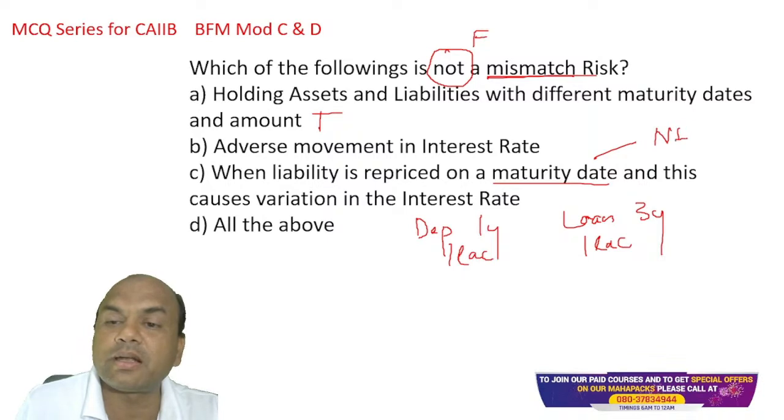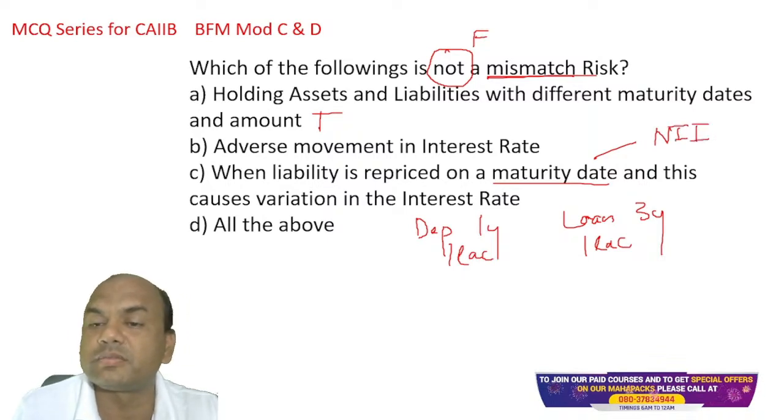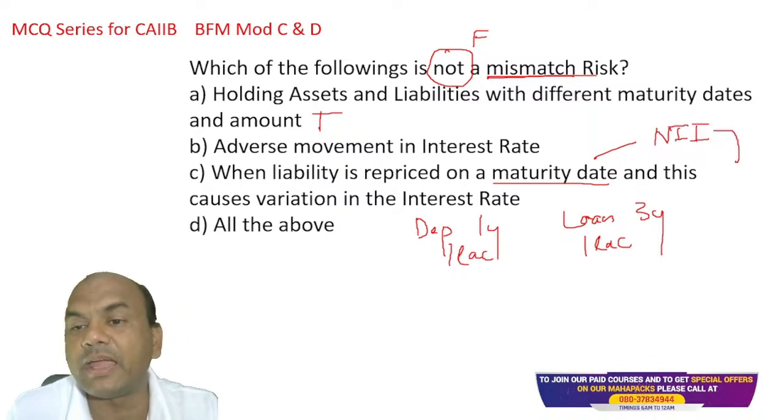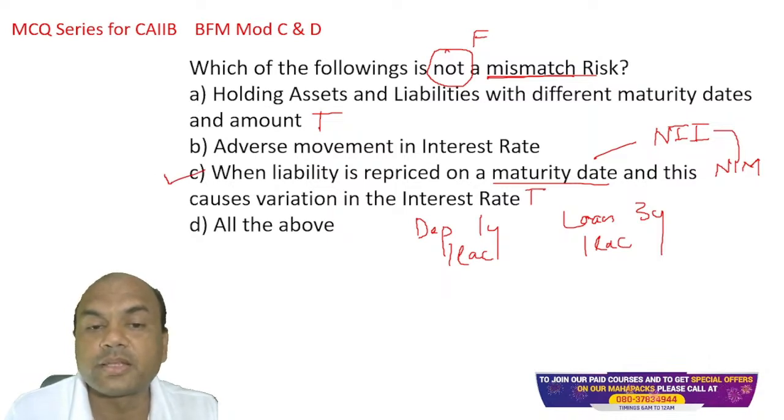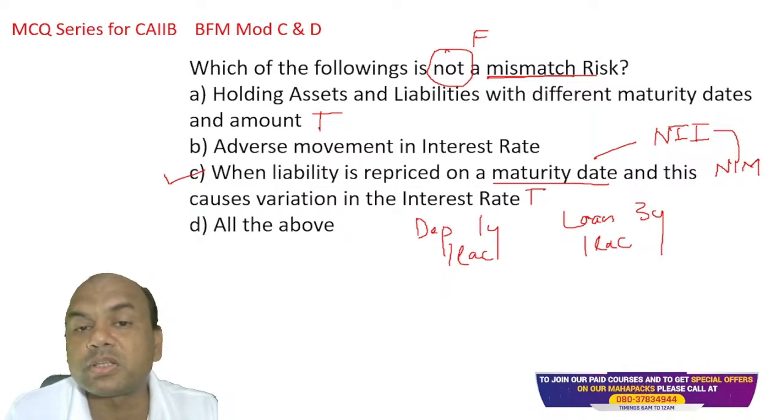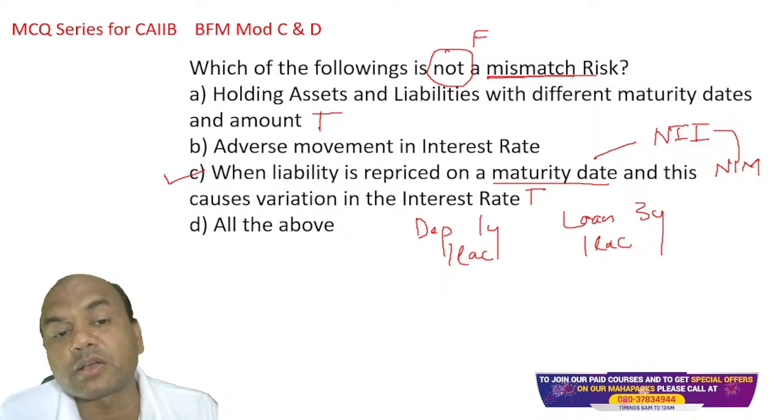NII will be affected, and further to this, NIM will be affected, net interest margin, right? So this is definitely a mismatch risk. So this is also true. True. This is also true. But I want false. So now we have to check the closest false.